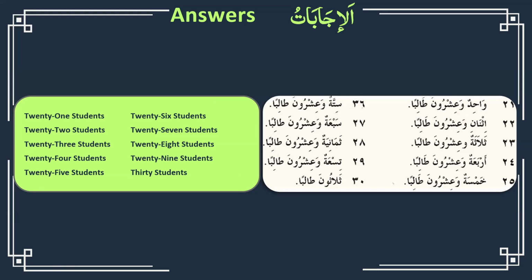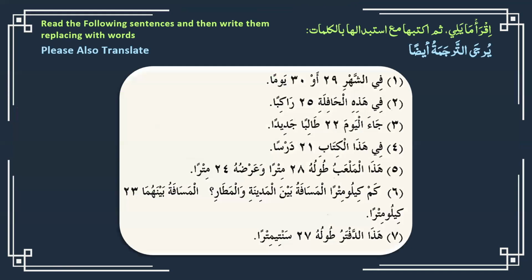Okay. So there you go. Now Sister Hira, number 1, 2, 3 is for you. في الشهر 29 أو 30 يوما. Is there 29 days in a month or 30? Yeah, the month has 29 or 30 days. Okay. Very good. Your translation is okay. Good. That's fine. في هذه الحافلة 25 راكبا. In this bus there are 25 passengers. Very good. Very good.